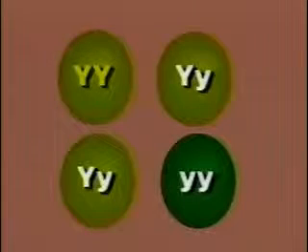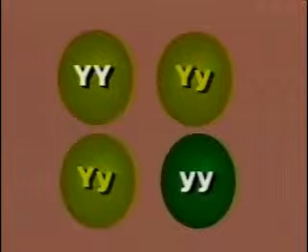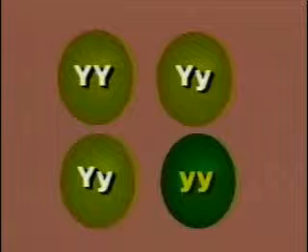One will contain the two dominant factors for yellow, represented by two capital Ys. Two will be hybrid. They will contain the dominant gene for yellow seed color and the recessive gene for green seed color. And one combination will contain both recessive genes for green seed color.